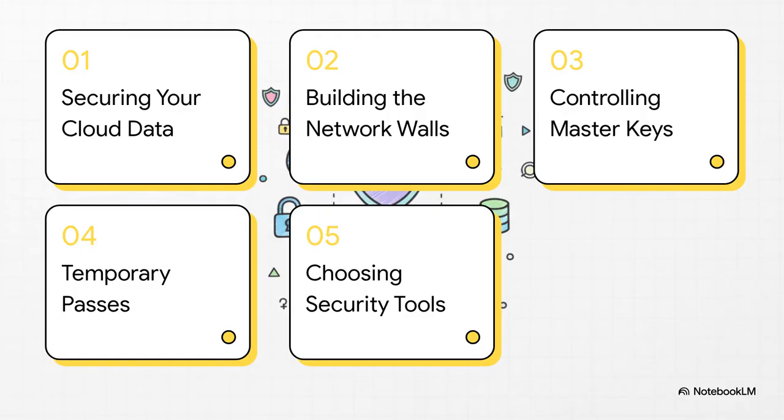All right, so here's our game plan for building that fortress. We'll start on the outside, with the network walls. Then we'll move inside to the main gates, and who gets the keys. After that, we'll figure out how to handle temporary visitors. And finally, we'll lay out our complete security toolkit.